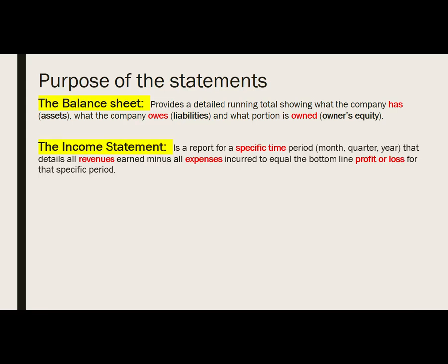Income statements reset themselves from period to period. So they will not be a running total unless you're looking at a year-to-date number. That will be several months or a couple of quarters added together. But it would mostly just reset itself unless it's year-to-date.